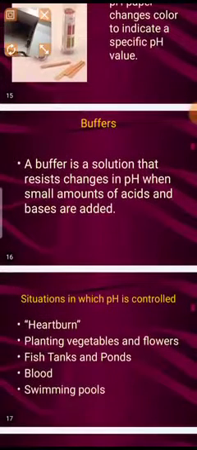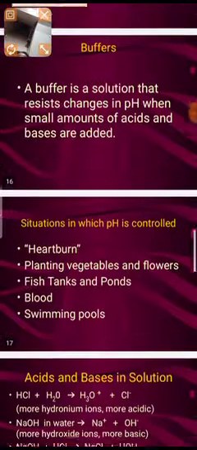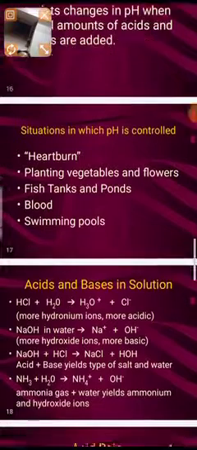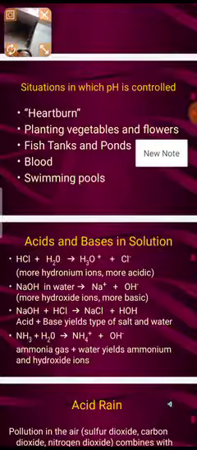The buffer solution. A buffer is a solution that resists changes in pH when small amounts of acids and bases are added. So a buffer solution is made so that it resists those changes itself, and the pH remains as it is. Situations in which pH is controlled are heartburn, planting vegetables and flowers, fish tanks and ponds, blood, and swimming pools, so that it can be controlled.